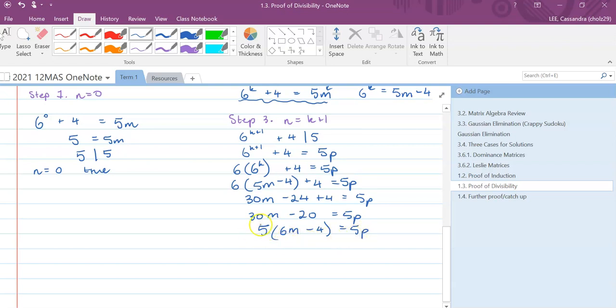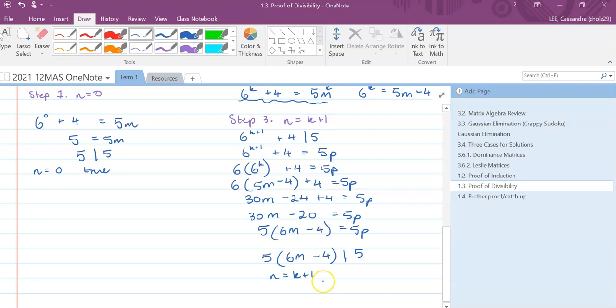Okay, so now that I've got this factor of 5 out the front, I can rewrite this statement as 5 times (6m take 4) is divisible by 5, because if I divide that by 5, that's going to divide into this term here. So the statement is true for n is equal to k plus 1. So we've proven this true by induction.